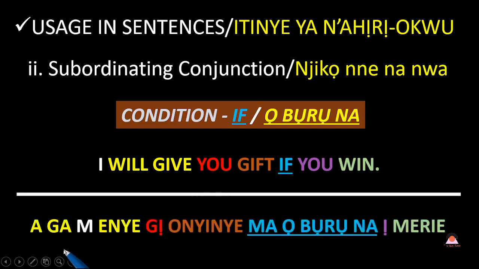Let's see the Igbo version. Aga m enye gị onyinye ma ọ bụrụ na ị merie. Okay. Oborona, you say, oh, why do we add ma to it? Okay, it is to give it a smooth flow, smooth sail. Sometimes we put ma or na at the back, as the case may be.